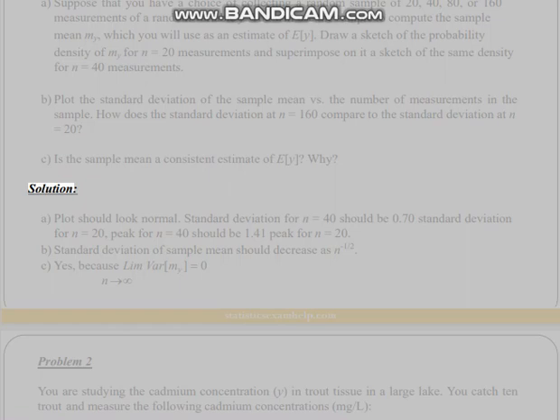Solution. A. Plot should look normal. Standard deviation for n equals 40 should be 0.70 of the standard deviation for n equals 20. Peak for n equals 40 should be 1.41 times the peak for n equals 20. B. Standard deviation of the sample mean should decrease as n to the minus 1/2. C. Yes, because the limit of the variance of the sample mean is 0 as n goes to infinity.